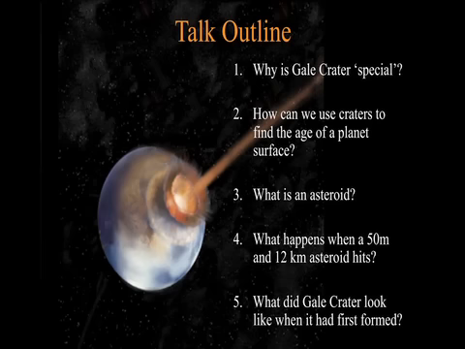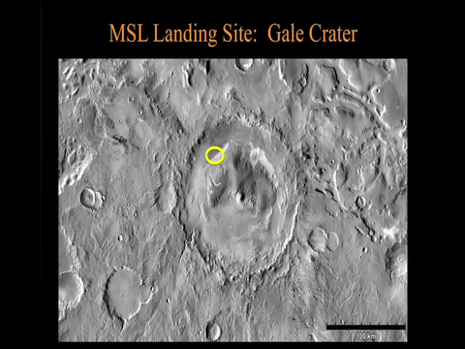Okay, so this is just an image of Gale Crater. You can see the crater rim here, and then this large mound in its center. I've highlighted the MSL landing ellipse in yellow there. You can see from the scale bar that this is a gigantic crater. It's about 96 miles in diameter.